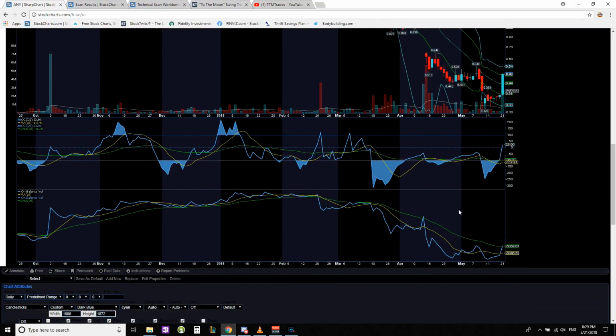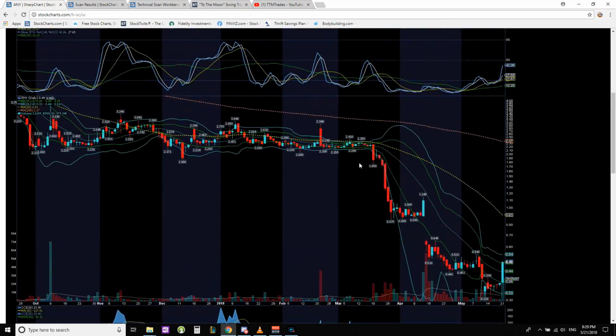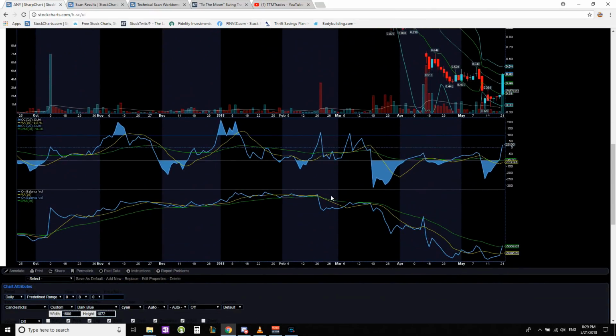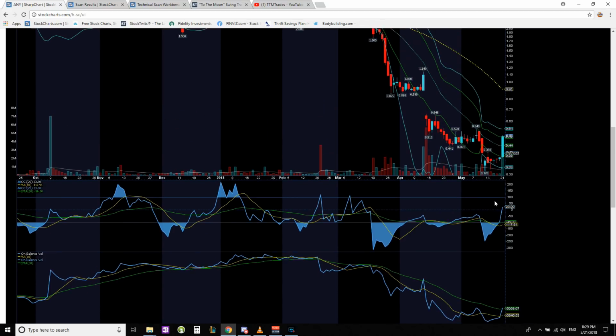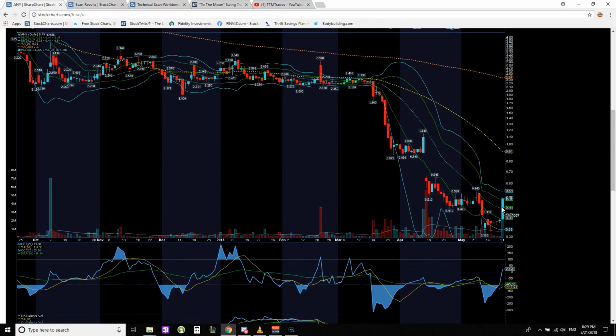Now, on your on-balance volume, as you can see here, there was a lot of selling volume. You have a high, a low, a lower high, a lower low, a lower high, an even low, and then you get this break in volume that creates a higher high. So the confirmation is there as far as the volume and the accumulation among the bulls.